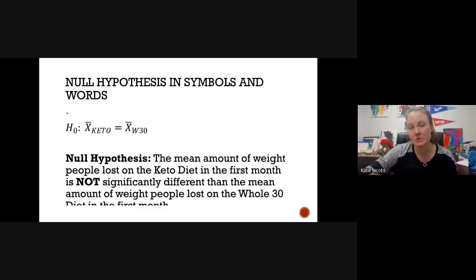So we have X bar, which is the mean of the keto group, equals the mean of the Whole30 group. We remember back when we did our research hypothesis, the only thing that really was different was that we had the H sub 1 to show that it was the research hypothesis, and we had the does not equal sign here. So what we see here is whatever we find when we get through our calculations, we have options for both.